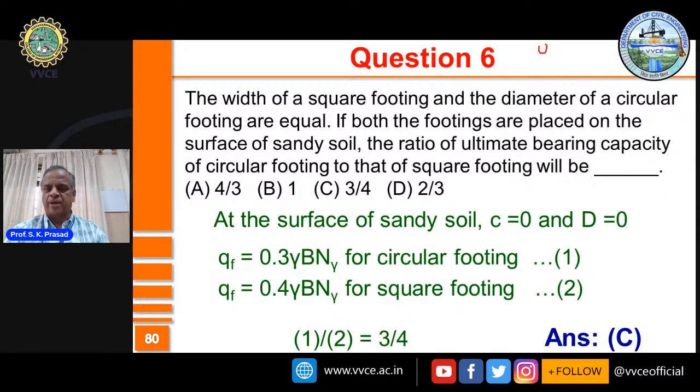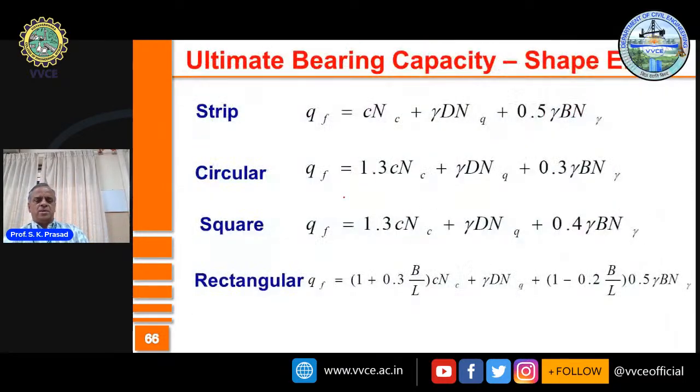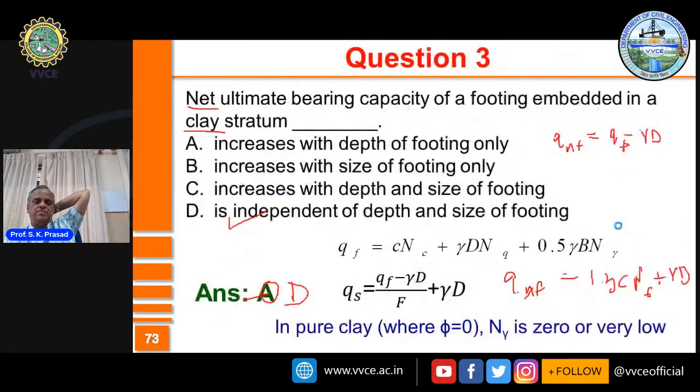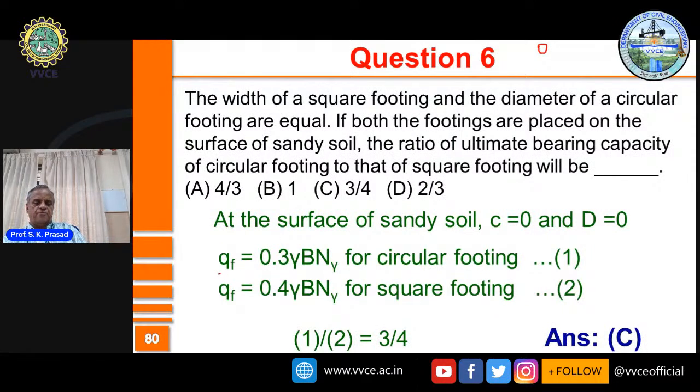Please note, circular footing, if you go back, QF is equal to, let me just show you that equation. I want you to remember that. Circular footing: first term is not there, second term is not there. QF is equal to 0.3 gamma B N gamma. Square footing, QF is equal to 0.4 gamma B N gamma. In both circular and square, the value of B remains the same in this problem. The diameter and the side remain the same. So accordingly, QF for circular footing is this, QF for square footing is like this. 3 divided by 4 is the answer. Therefore, the answer is C.